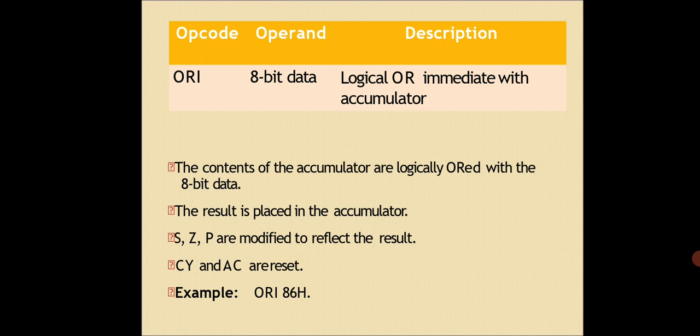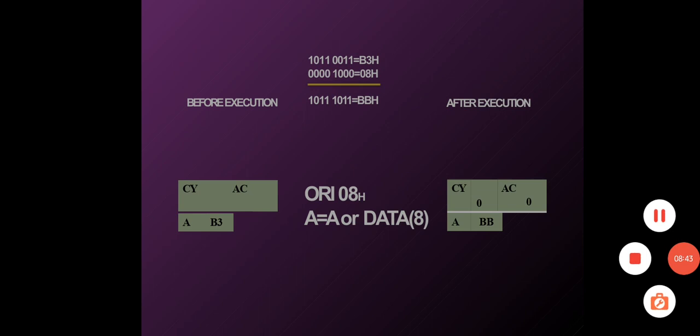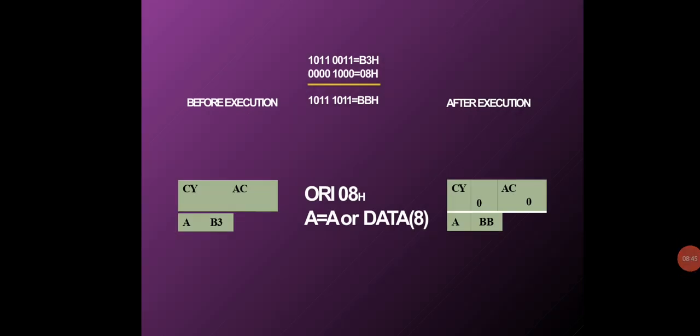It is logically ORed with the 8-bit data. For example, ORI 86H. In this example, you can see that the value of A is B3 and the second value is 08, that is 8-bit data. So after execution of the instruction ORI 08H, the value of A is BB.